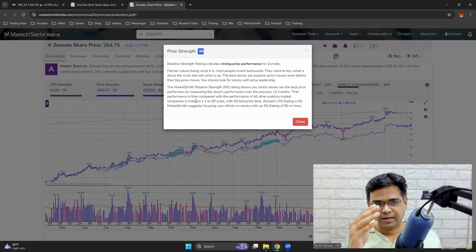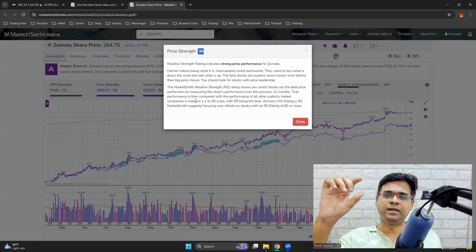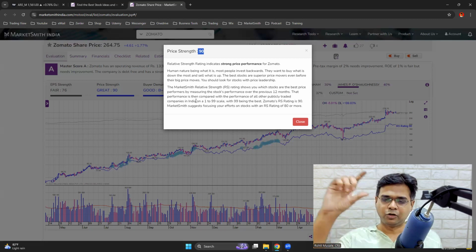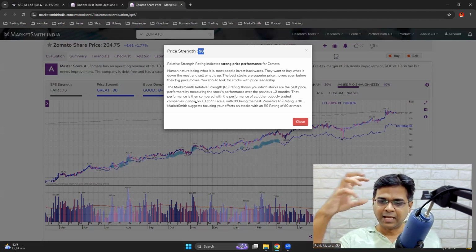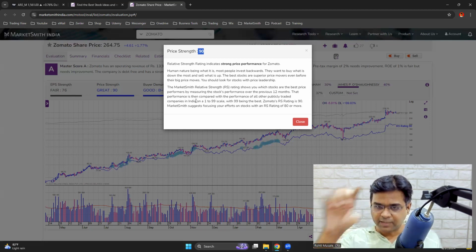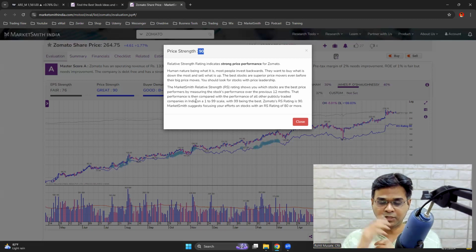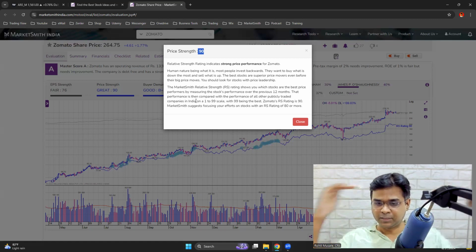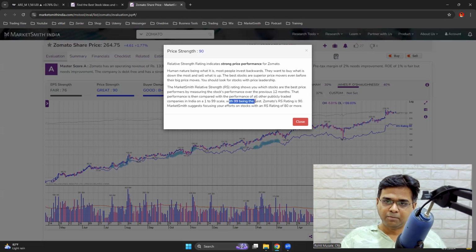So this is like being in the top 10 percentile of stocks. Now imagine there are 5,000 stocks. Top 10 percentile means 10% of 5,000, which is the top 500 stocks in India. Top 500 stocks which are doing better than the remaining 4,500 stocks. So when you are putting your money in such a stock, you are putting it in the top 10 percentile, which is the cream of the crop. With 99 being the best.